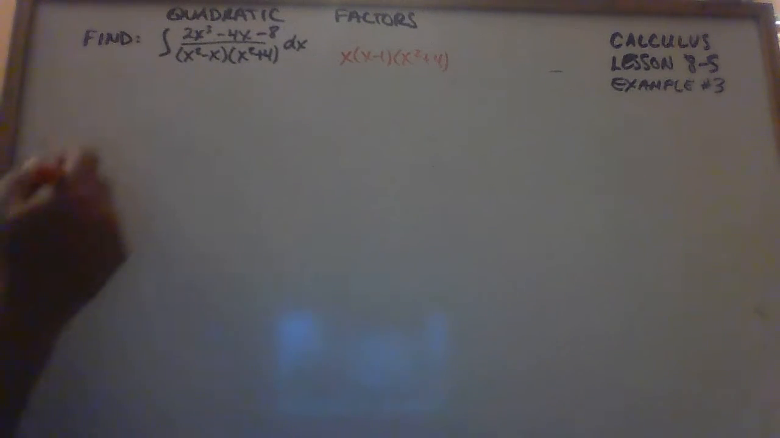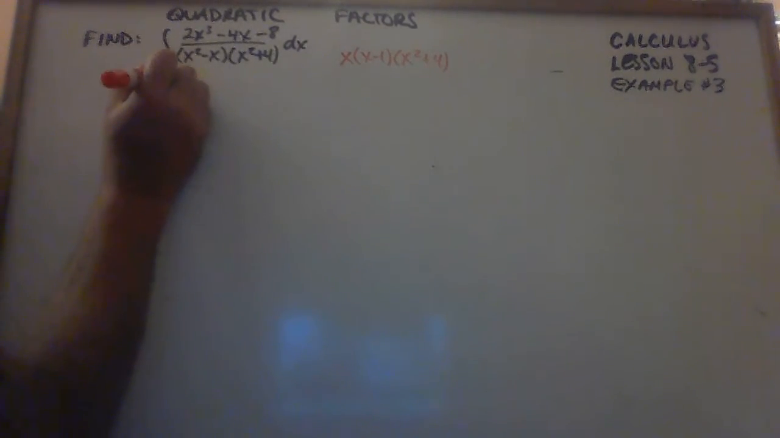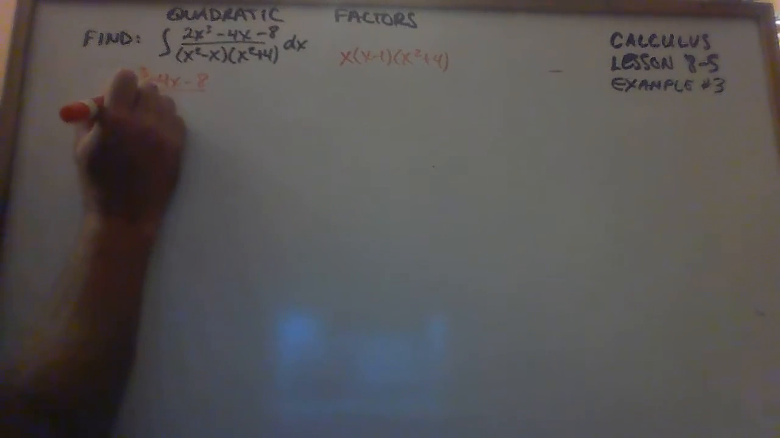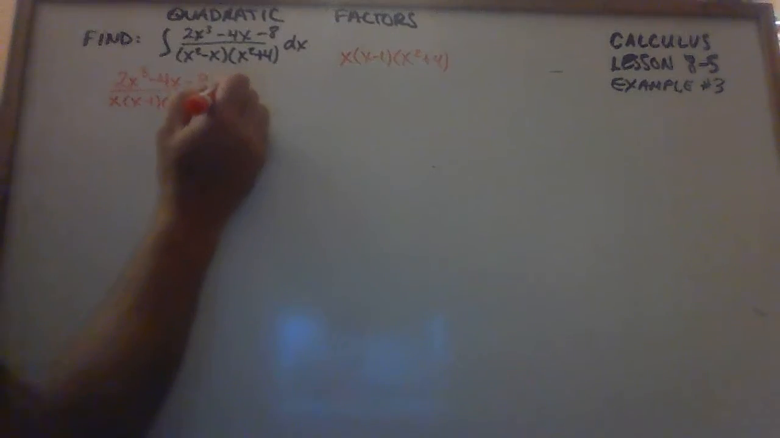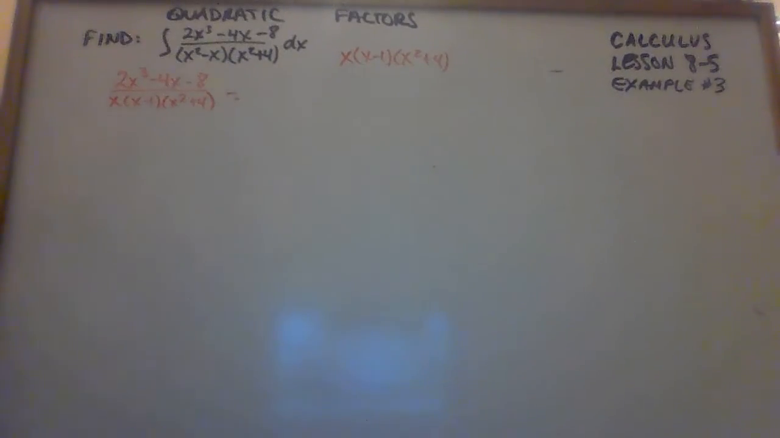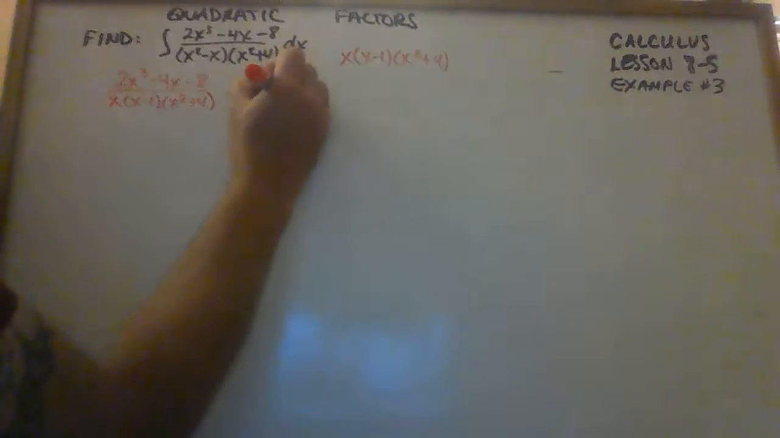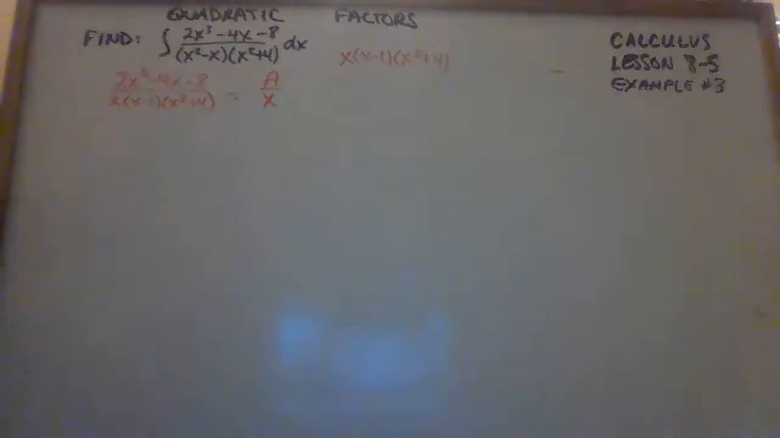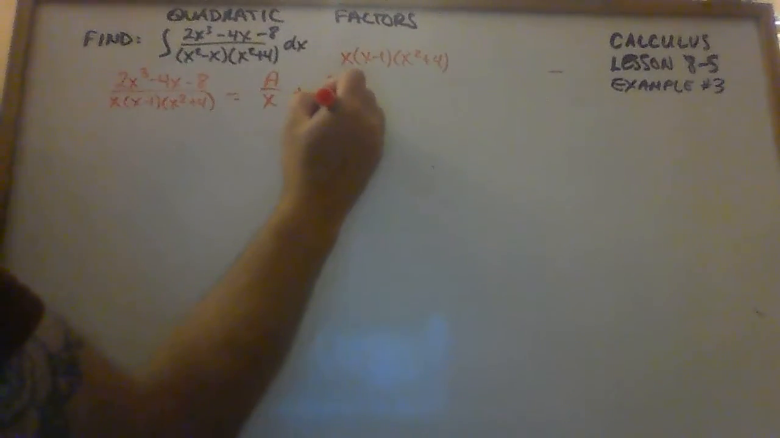Okay, so we're going to take (2x cubed minus 4x minus 8) over x times (x minus 1) times (x squared plus 4). Now, what's that going to equal? Well, I've got A over x here, just like the last one. And I've got plus B over (x minus 1).